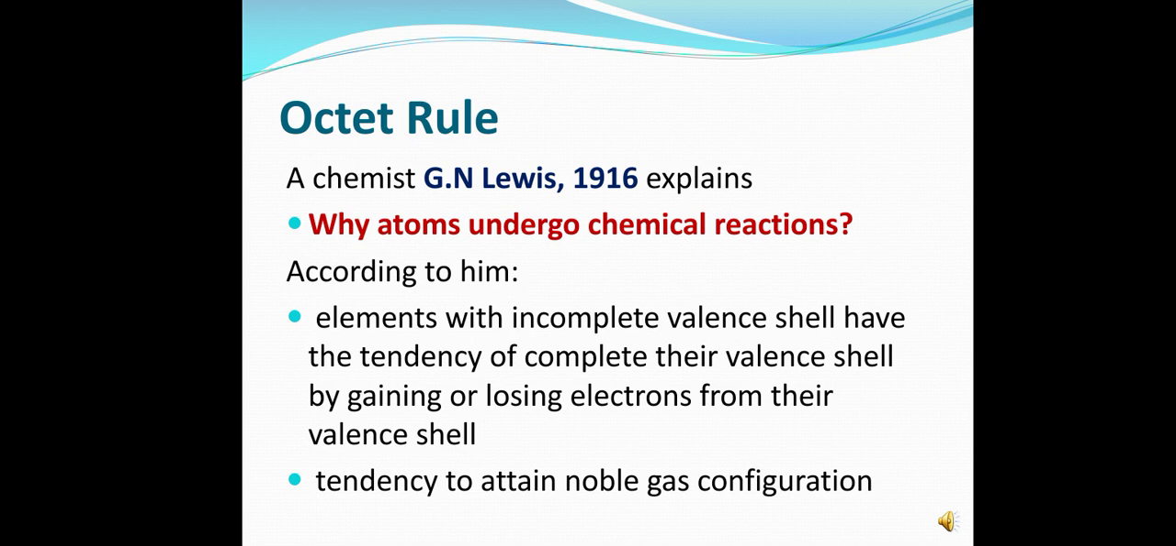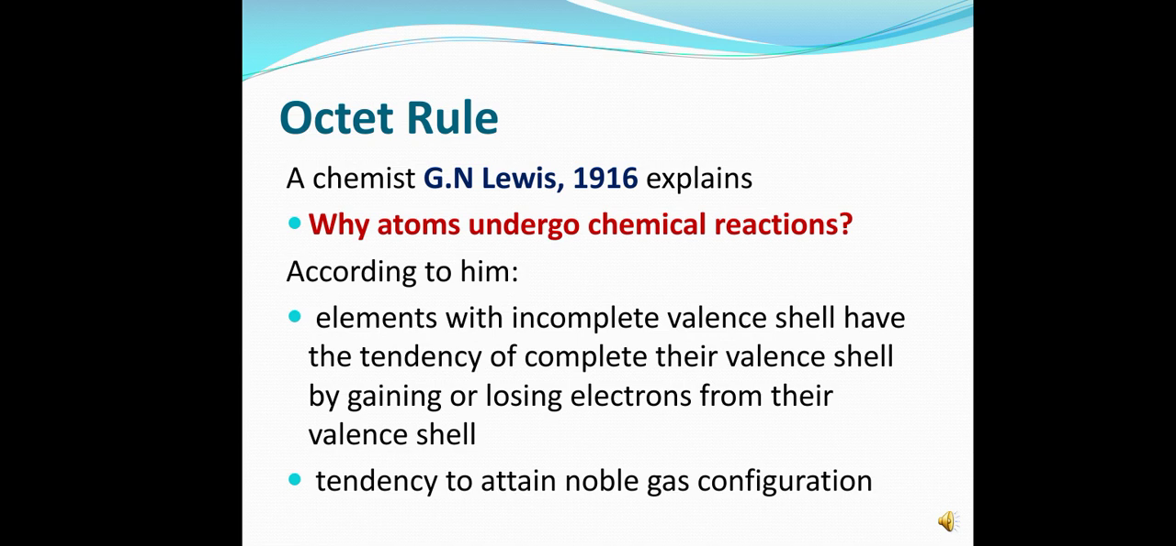Now what is this? A chemist, J.N. Lewis, in 1916 explained this. He explained that the valence shell of most of the elements is incomplete. You have seen that for 1A alkali metals, except for hydrogen, all the other elements have space for 7 more electrons in their valence shell. They need 7 more electrons, or they can just lose 1 electron.